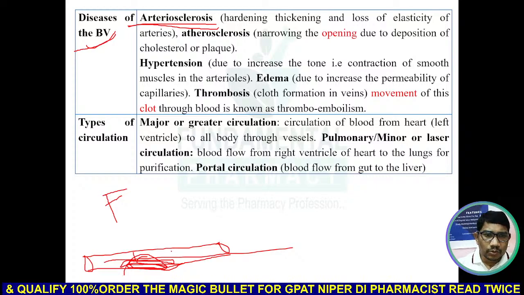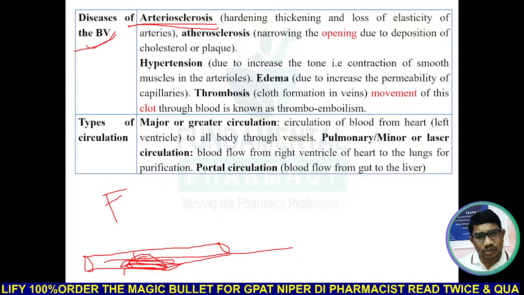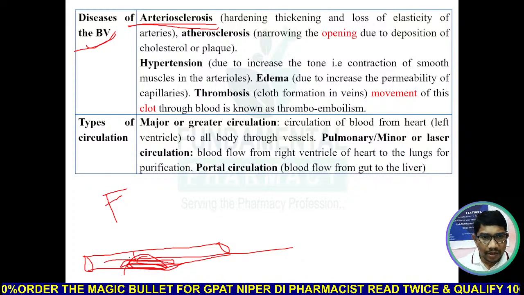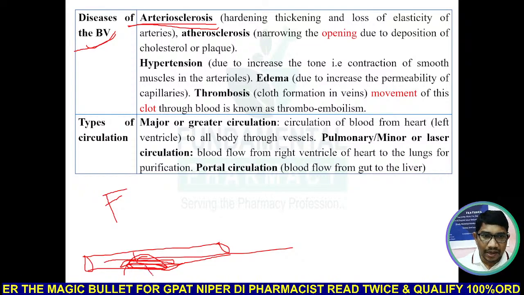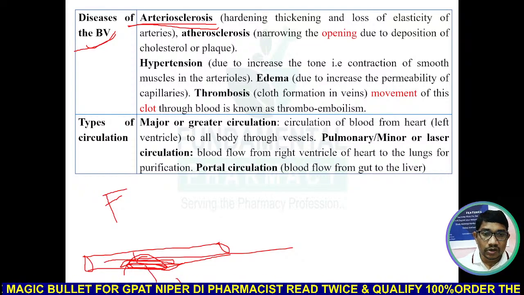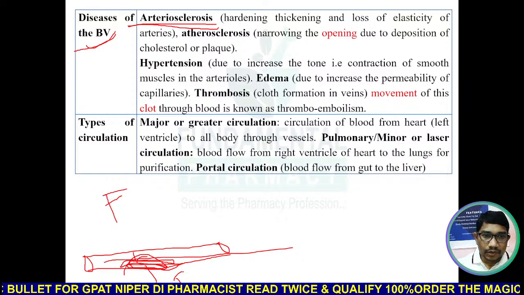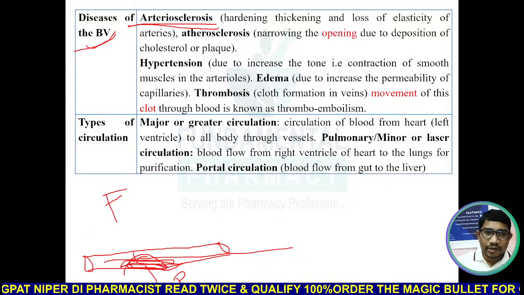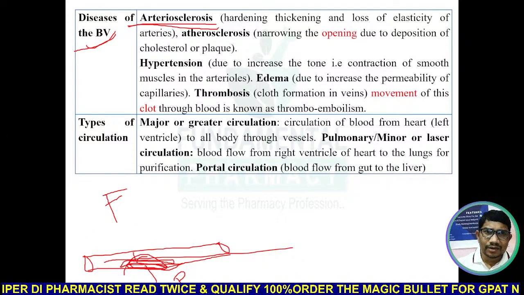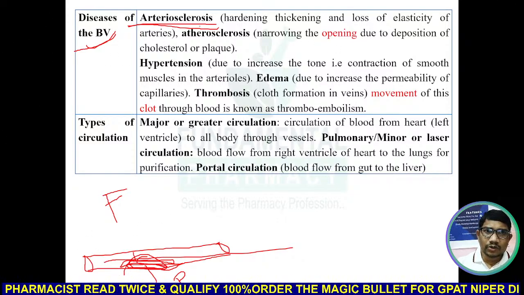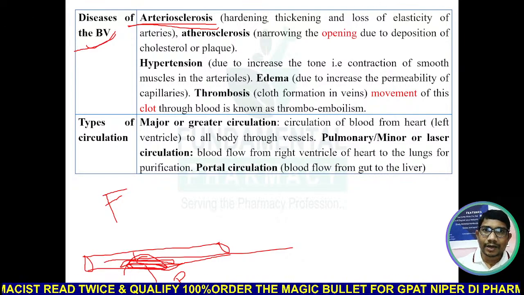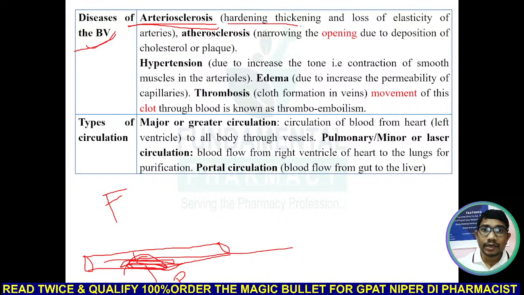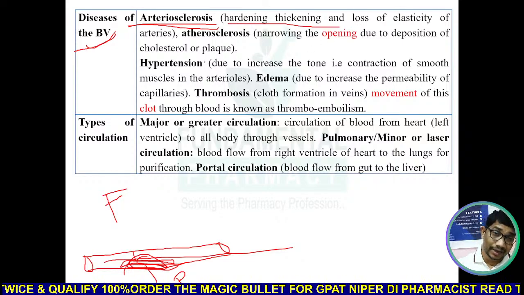So what happens? Blood is forced at more pressure, and here this is known as a plaque. This is known as an arteriosclerotic plaque: deposition of cholesterol in the blood vessel. Because of this plaque, the blood vessel becomes harder and thicker. So arteriosclerosis means hardening and thickening and loss of elasticity of arteries.